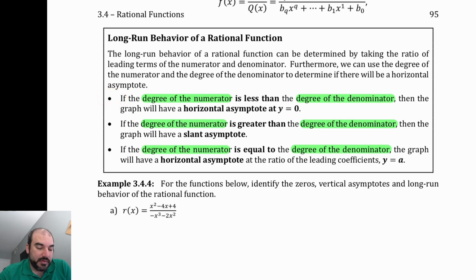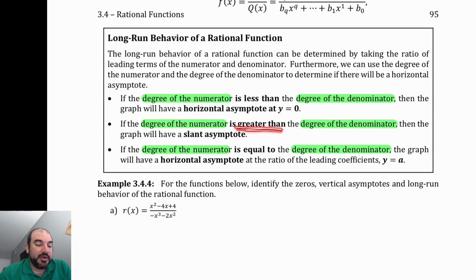So if the top degree is smaller than the bottom degree, then we automatically have a horizontal asymptote at y equals 0. We don't even need to check the rest of them because those are different cases, right? These 3 cases can't happen at the same time because it literally says if the degree of the numerator is less than, if it is greater than, and if it is equal to, right? Those are 3 different things that can happen, which result in different end behavior, long run behavior. So if the top degree is smaller than the bottom degree, y equals 0.